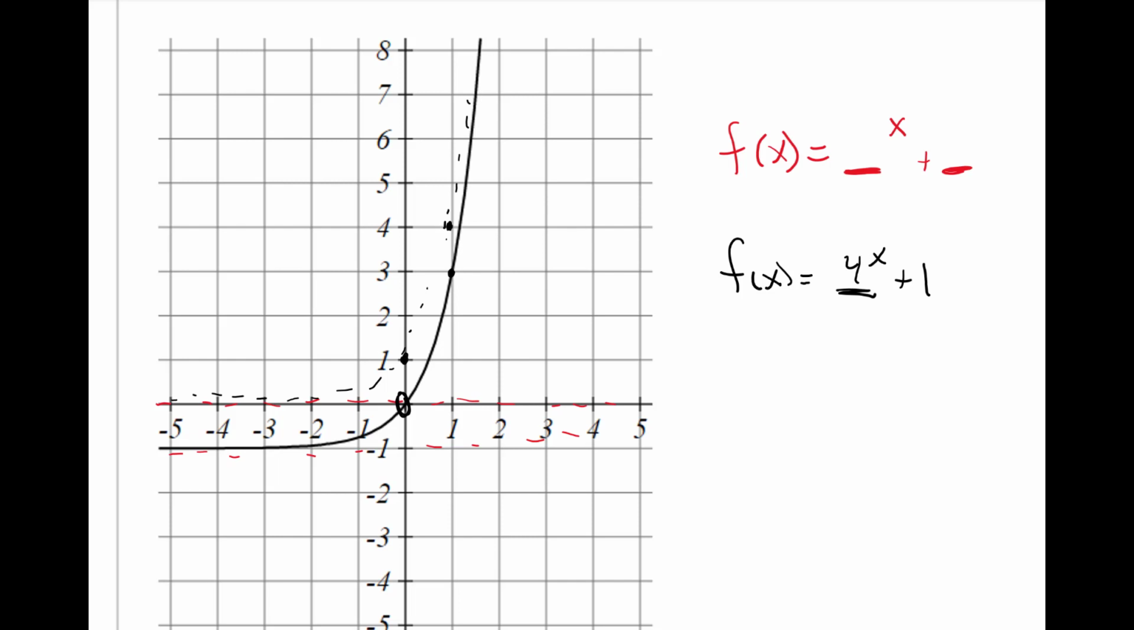Oh, I just see a mistake. That should not be plus 1, that should be minus 1. So this is f of x equals 4 to the x minus 1.